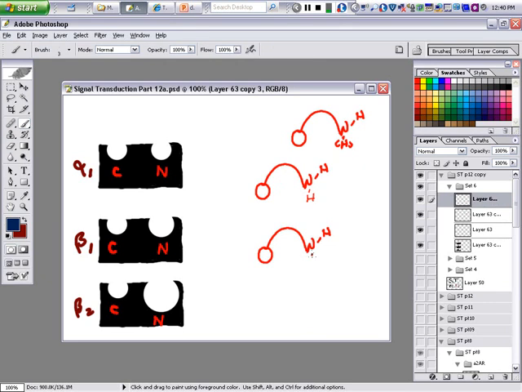Albuterol is going to have a C, not a CH, just a C. So it's going to have CH3, CH3, CH3. And this is albuterol. People with asthma take albuterol.